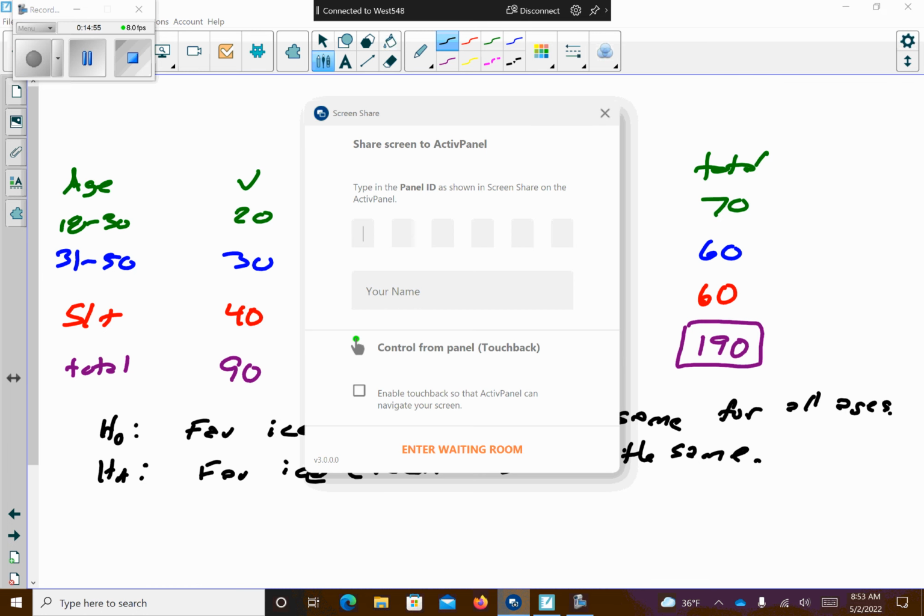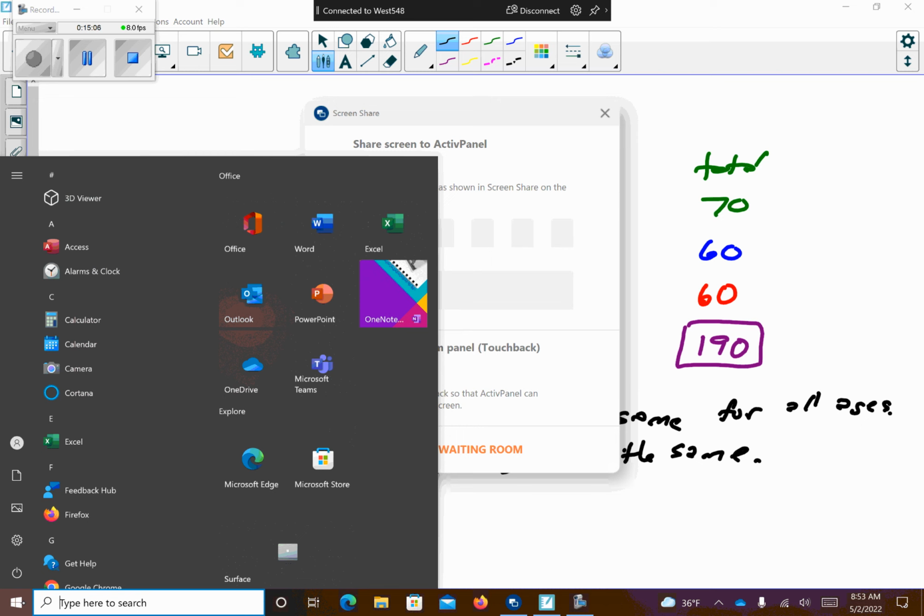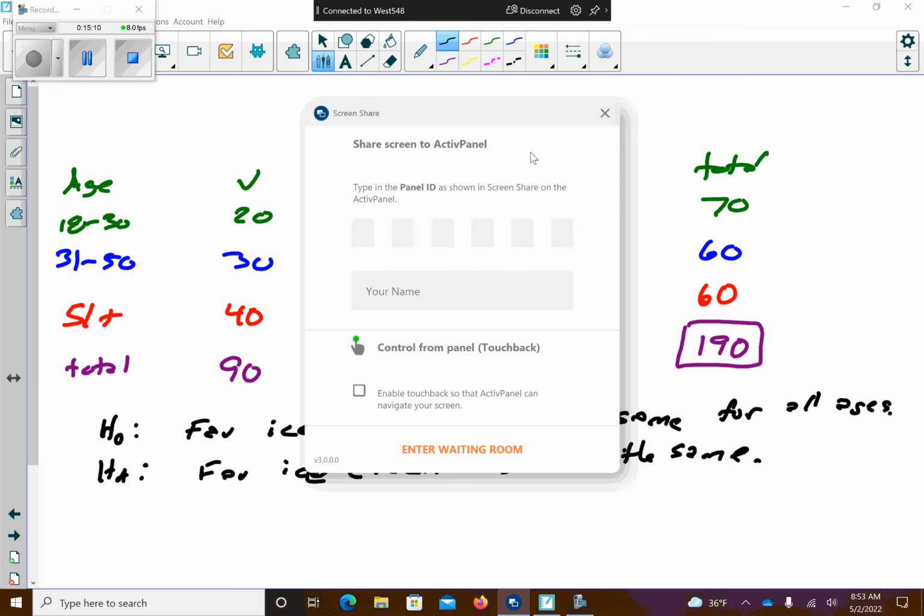Hang on, let's see if I can get there. I've been refreshing it multiple times just to see if it got caught on. Let's see if we can get this.